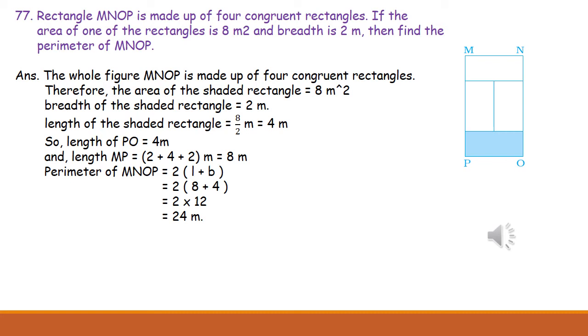Then what will be the length of the large rectangle? MP is equal to 2 plus 4 plus 2, that is comprising the breadth of the shaded region, length of the unshaded region and breadth of one more unshaded region. So 2 plus 4 plus 2, that is 8 meter. Perimeter of MNOP is equal to 2 into (L plus B), that is 2 into (8 plus 4), that is 2 into 12, that is 24 meter.